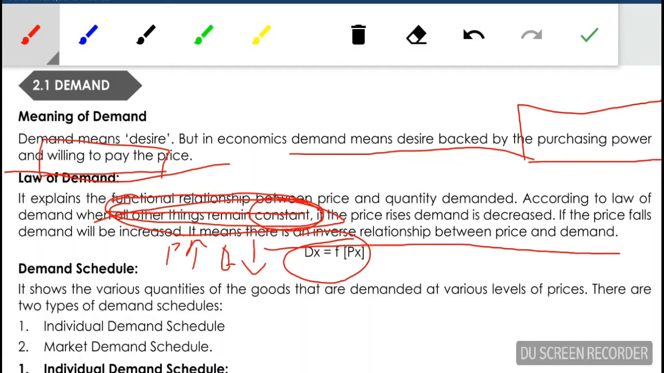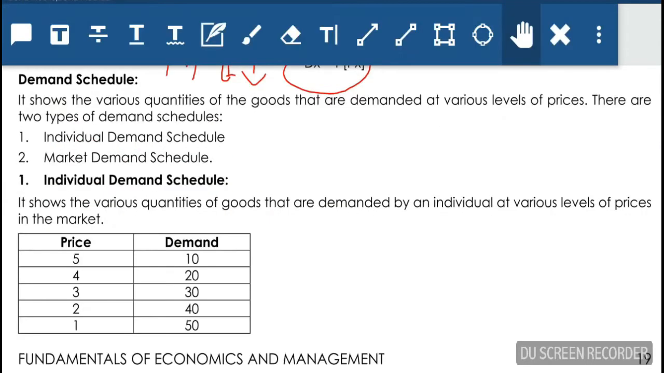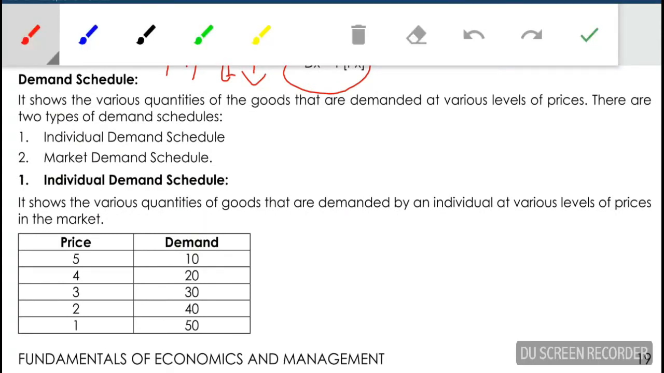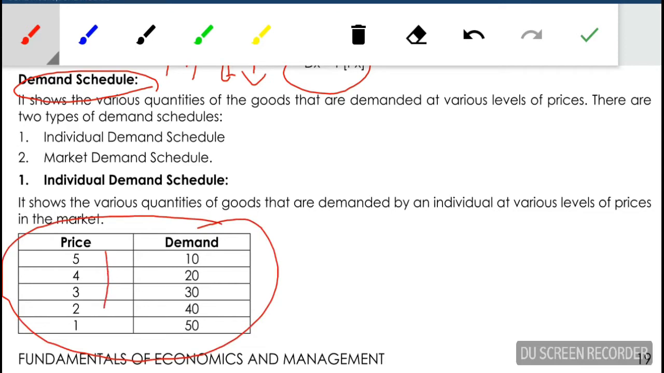And this law of demand can be expressed either in tabular form or in graphical form. When you express it in tabular form, it is called a demand schedule. A demand schedule is a schedule or table showing the inverse relationship between price and quantity demanded. This is what the demand schedule is. You can see that when the price is decreasing, quantity demanded is increasing, right? So this is what the demand schedule shows.